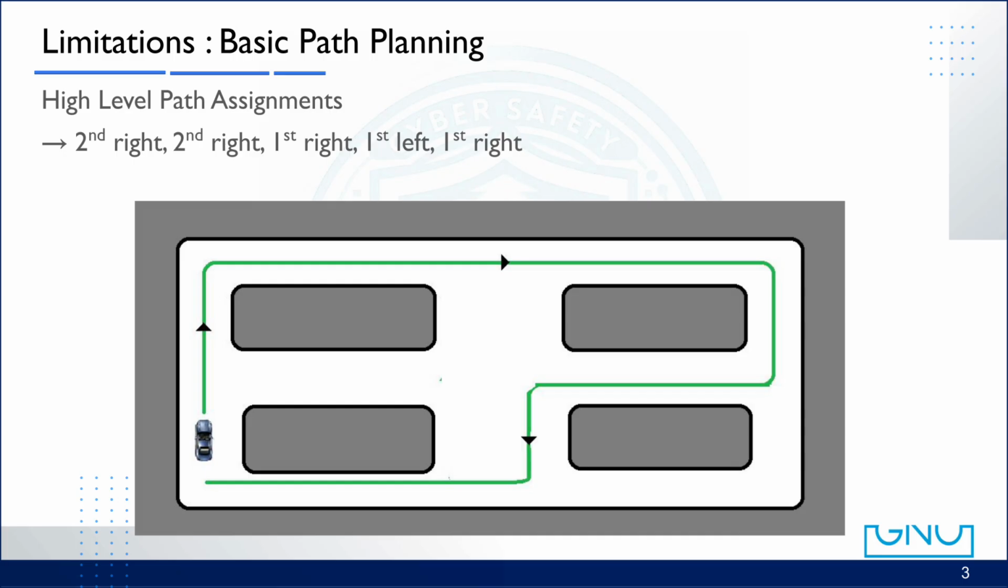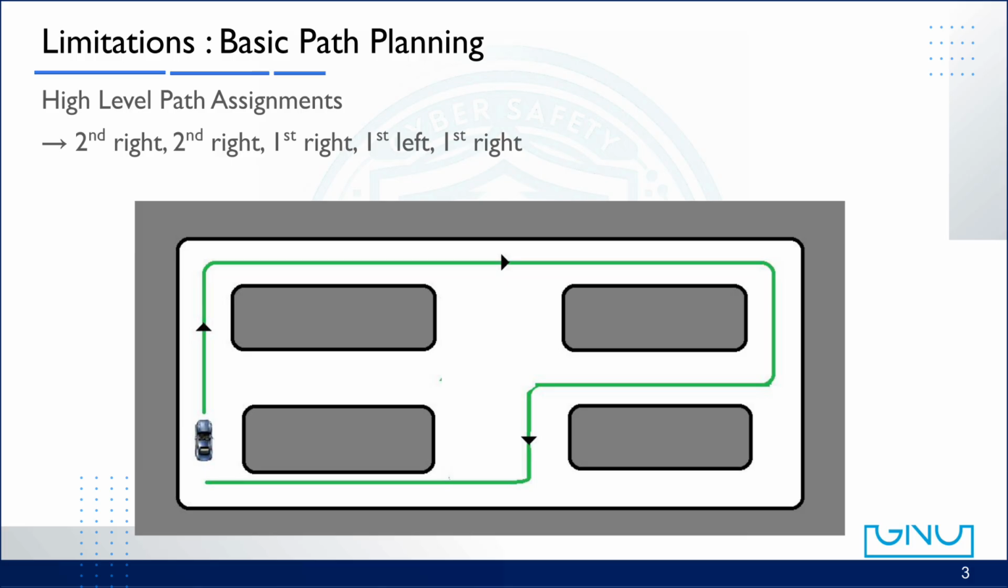In this situation, basic path planning only gives us very high-level instructions. For example, it may simply say, take the second right, then the second right again, then first right, first left, and finally first right. Although these instructions may be correct, they do not describe an actual trajectory or the exact geometric path. Instead, they only tell the robot which turn to take at each intersection. This kind of high-level path assignment works for simple navigation tasks, but it lacks the detailed motion information that is needed when the robot must move smoothly, quickly, or accurately in a real environment.